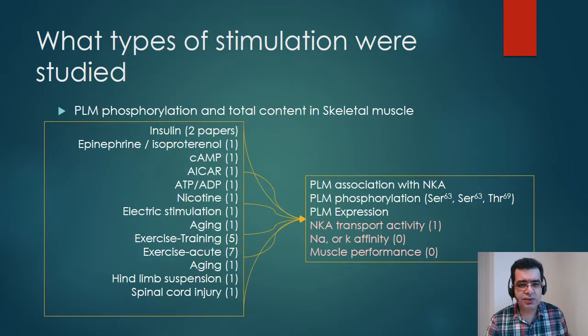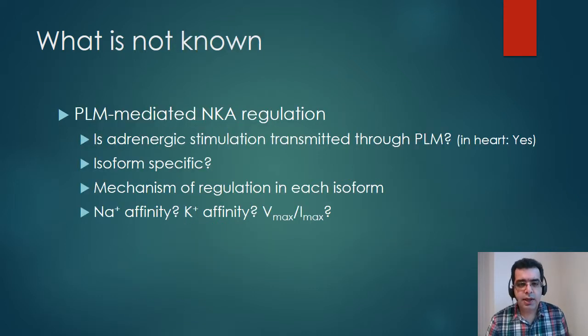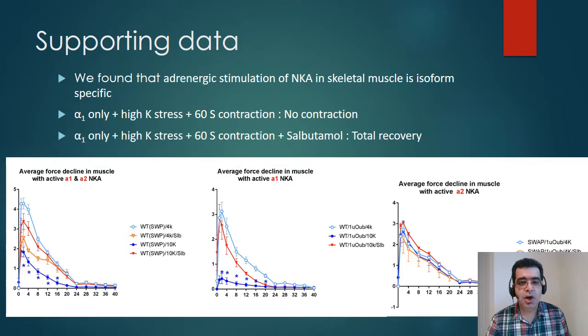I also listed what type of stimulation was used in the phospholemman studies I found in the muscle literature, and also what was measured, trying to show the gap in the literature. These are the list of questions we might be able to answer once we know the isoform specificity of phospholemman regulation.